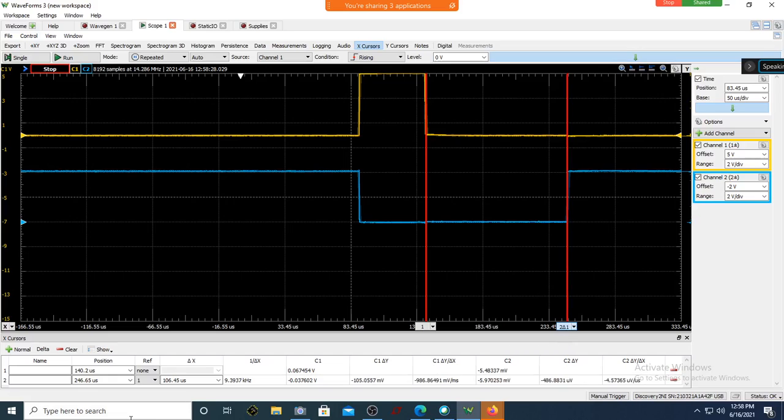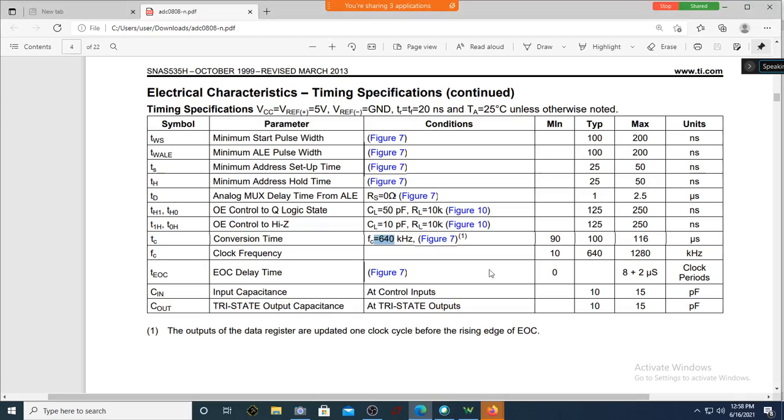Actually, how much is it taking? It is taking slightly more than 64 clock cycles, but it is well within the limit. What was the limit? It can go up to 116 microseconds. Correct?